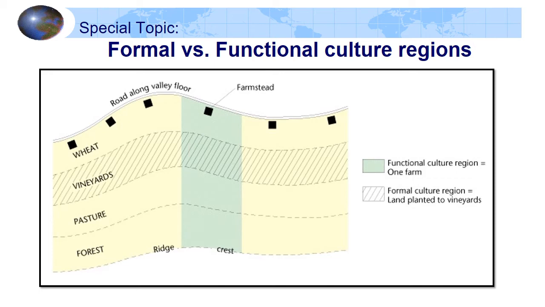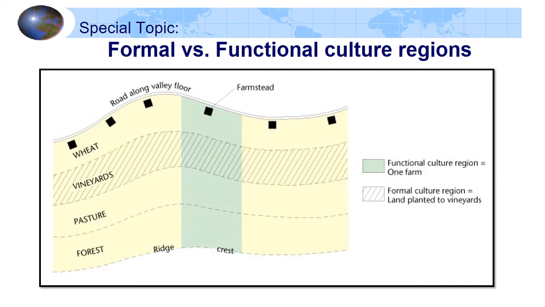Well, let's see. The formal regions, or the homogeneous regions, would be, well, this is the wheat growing region. This is the vineyard grape growing region. This is the pasture region. This is the forest region. Okay, those fit the definition of what a formal region is.